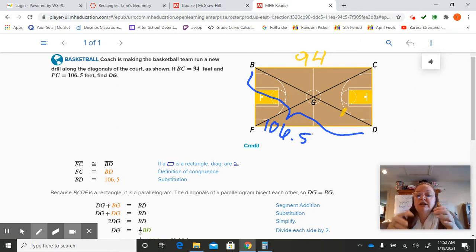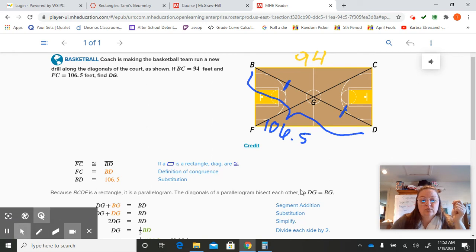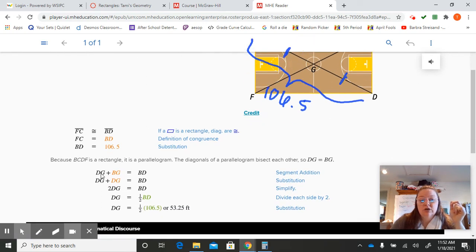Now, because it is a rectangle, we also know that in our parallelograms, diagonals bisect each other. So we know that from B to G has to be the same length as from G to D. We know those two have to be the same. So we can take 106.5 and cut it in half to figure out what G to D is. So what that looks like is we take DG plus BG, and that has to equal BD. So we know that has to equal 106.5.